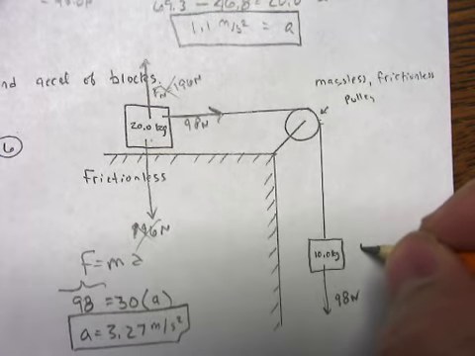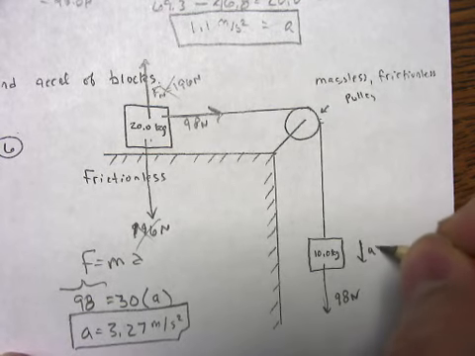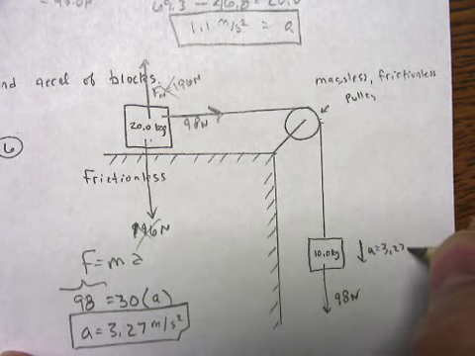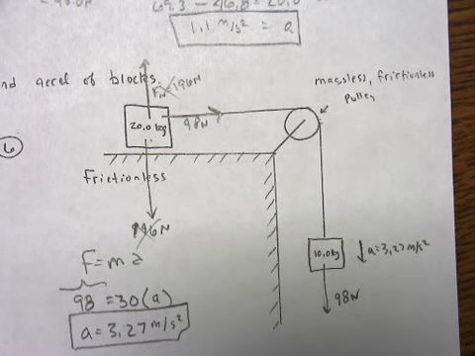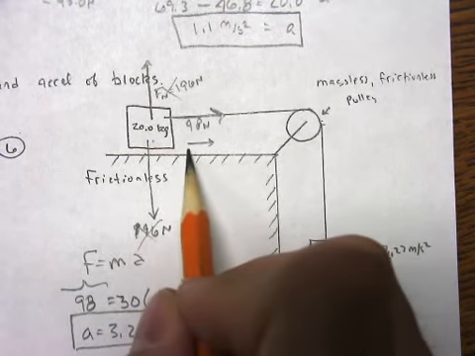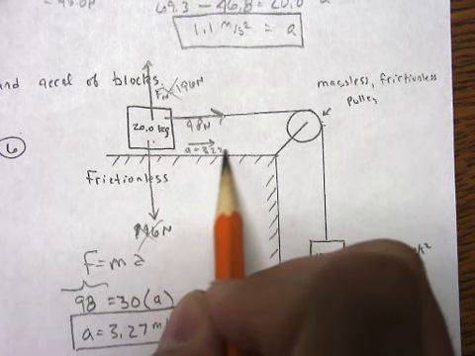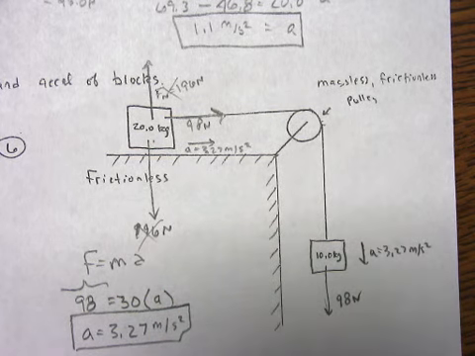So this block is accelerating down 3.27 meters per second squared. As is this block. It's accelerating this way, 3.27 meters per second squared.